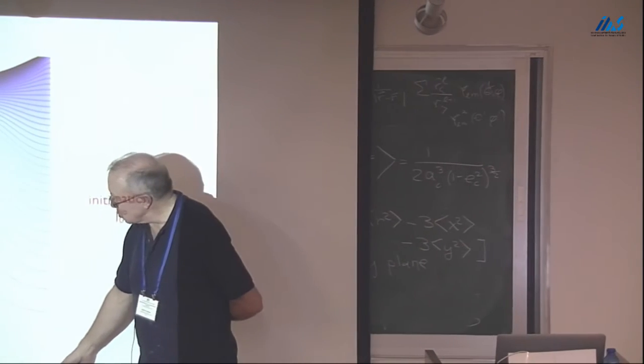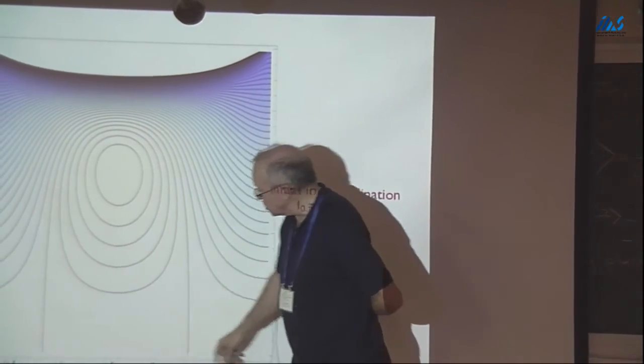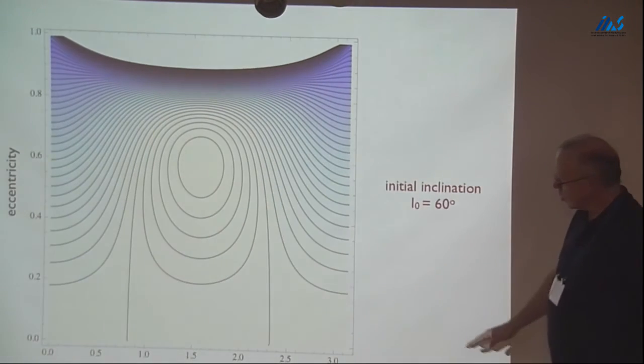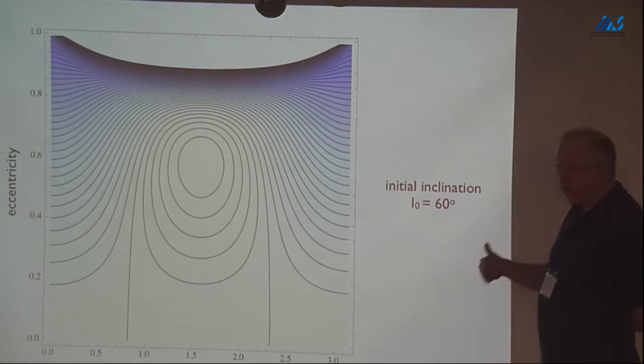This is zero eccentricity, eccentricity of unity. This is the argument of periapsis. And you can see that the orbits at zero eccentricity are actually unstable.